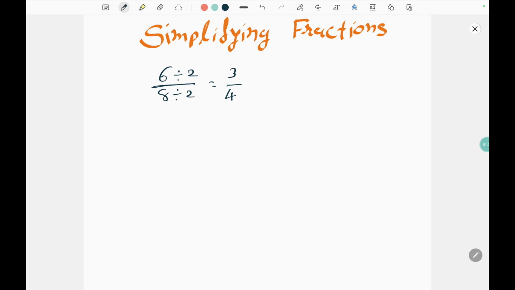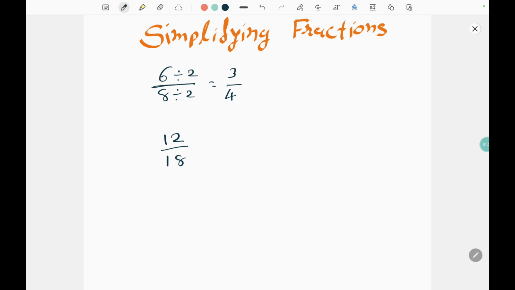Okay. So before we decide that this is our final answer, we always have to check whether we can simplify it further or not. So 3 and 4 cannot be divided by any common number. So we cannot simplify any further. So this is our final answer. Okay. Let's see another example here.